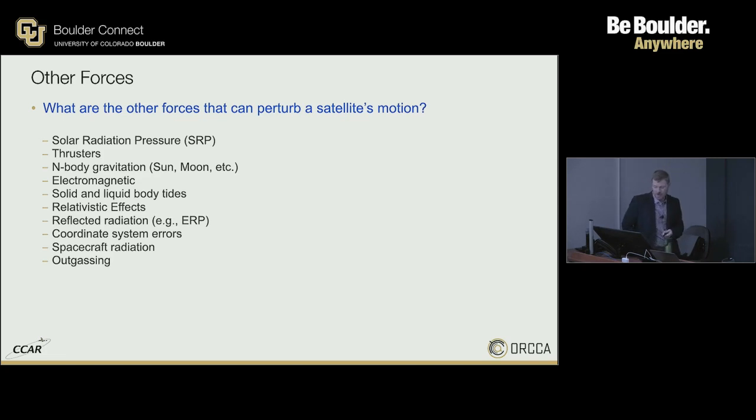Thrusters obviously can be large. Solar radiation pressure is pretty small, but it adds up over time because it's always there, so that's usually something you want to worry about. N-body gravitation, so basically third body effects from the sun and moon. When do we need to worry about those?